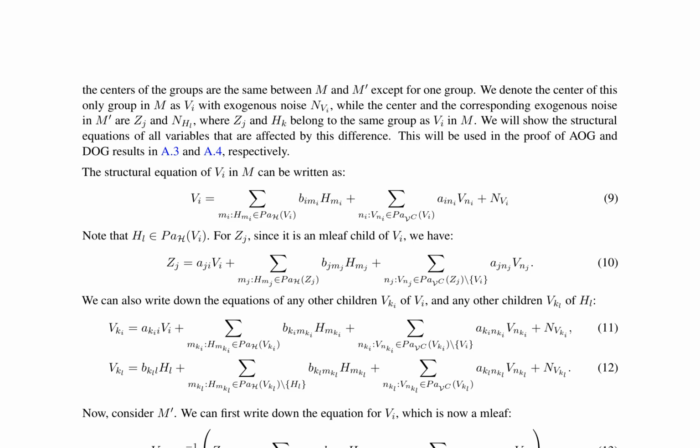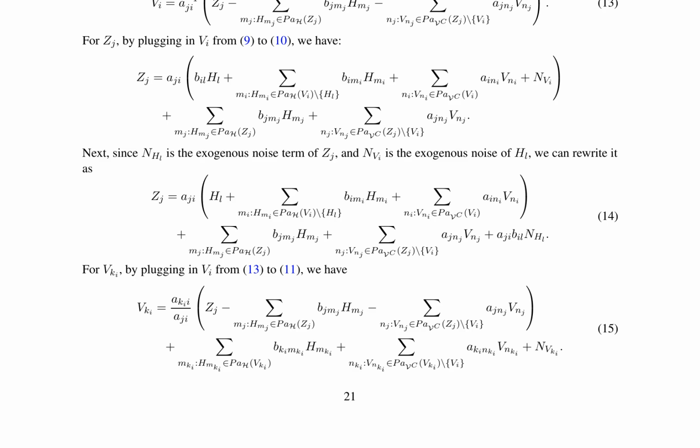The paper discusses the structural equations of variables in a model M and its modified version M', focusing on the differences between the two. In model M, the center of a group is denoted as V with exogenous noise N_V, while in M', the center and corresponding exogenous noise are Z_j and N_H, respectively. The structural equations for V, Z_j, and other children of V and H are provided, showing how they differ between M and M'. The changes in parent-child relationships among variables in M' compared to M can be summarized as follows.